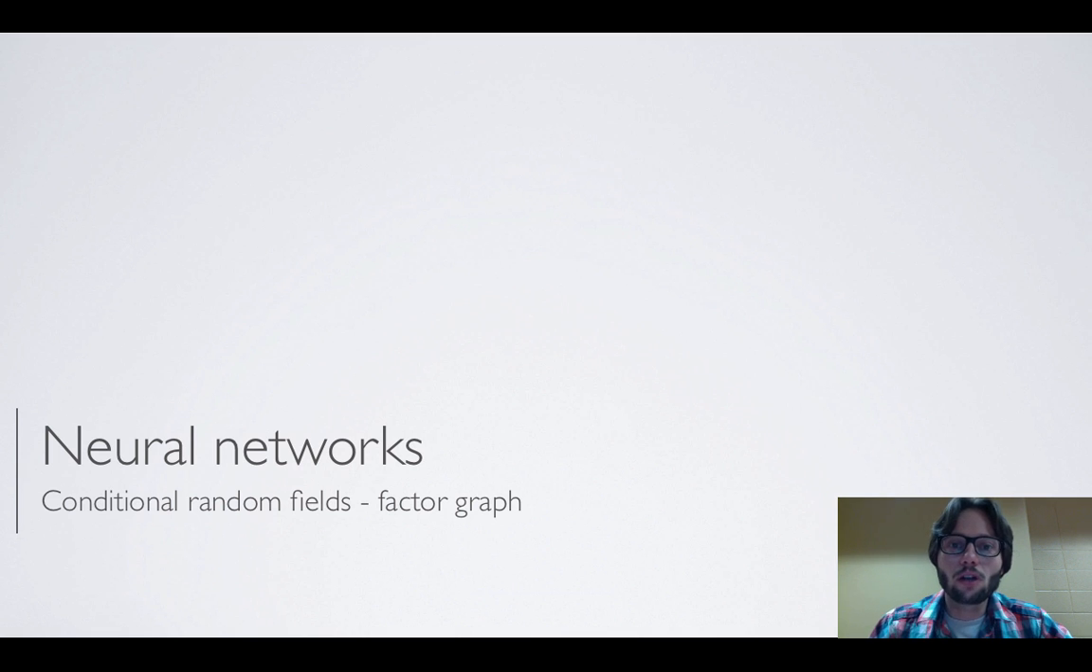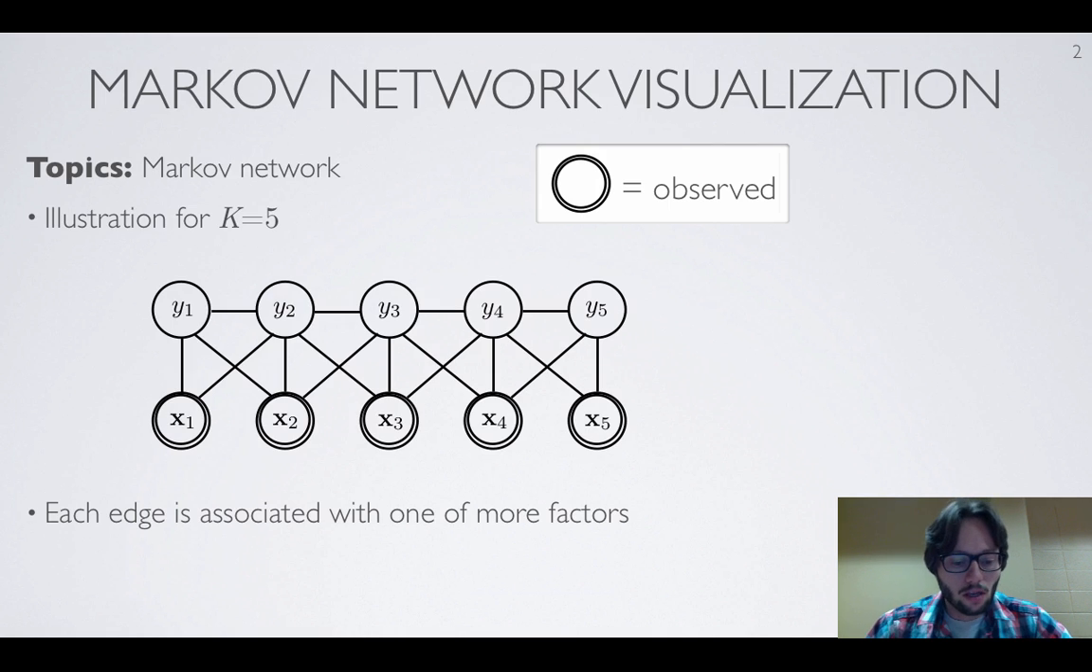In this video, we'll see an alternative for visualizing undirected graphical models like the conditional random field, known as the factor graph. We've seen in the previous video that one way of visualizing a conditional random field is to draw a network where each node would correspond to one of the random variables in the model, and then we would draw an edge between each node that share at least one factor in the product of factors form of the conditional random field.